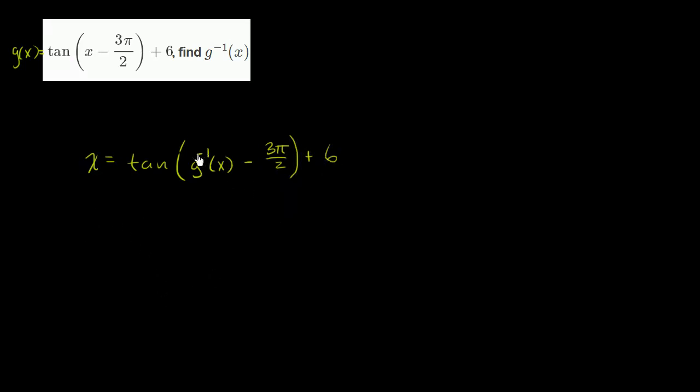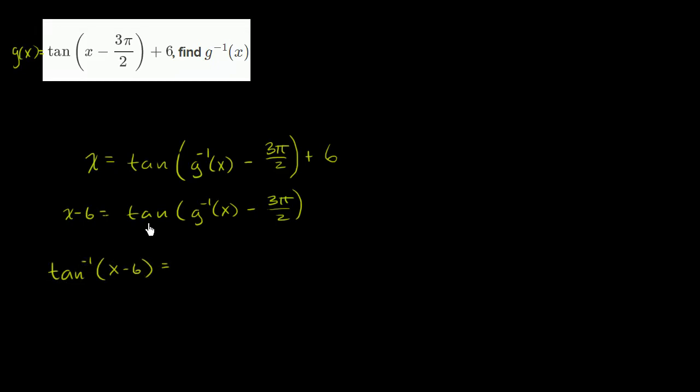So let's just solve for g inverse of x. And I actually encourage you to pause this video and try to work it out on your own. So let's subtract 6 from both sides to at least get rid of this 6 here. And so I'm left with x minus 6 is equal to the tangent of g inverse of x minus 3 pi over 2. Now let's take the inverse tangent of both sides of this equation. So the inverse tangent of the left-hand side is the inverse tangent of x minus 6.